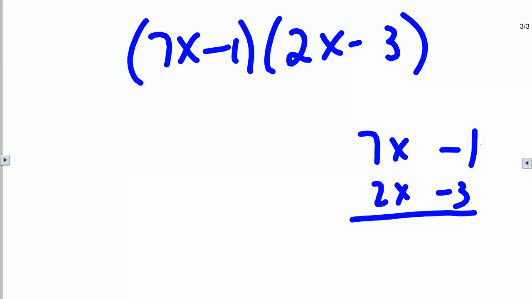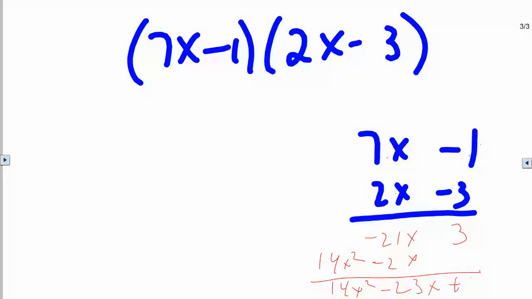So -3 times -1 is positive 3. Then we do -3 times 7x, which is -21x. Then you go to the 2x and you multiply it by both things. 2x times -1 makes -2x. 2x times 7x makes 14x squared. Notice when I wrote them down here, I got it so my like terms were lined up. So our final answer is 14x squared minus 23x, combining like terms, plus 3. So that's a third type that you can use, or you can use whatever method works for you.